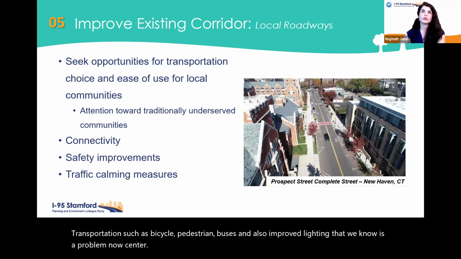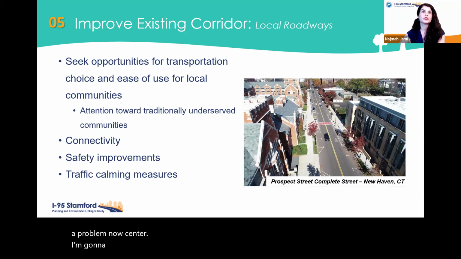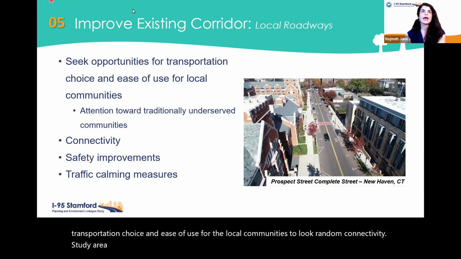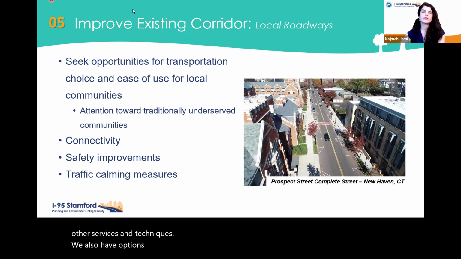Under this category for local roadways, we also seek opportunities for transportation choice and ease of use for local communities, to improve the connectivity for our study area and look for all types of travelers. And we pay special attention towards traditionally underserved communities. We also look at options to improve safety, of course, such as providing traffic calming measures.